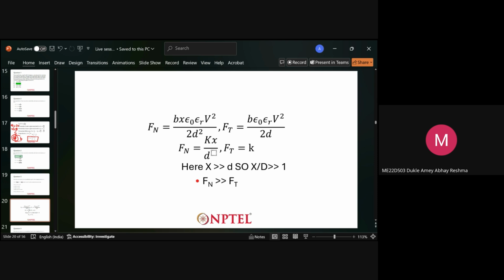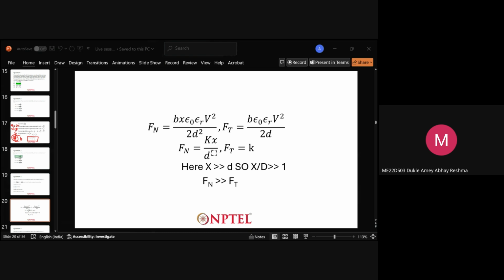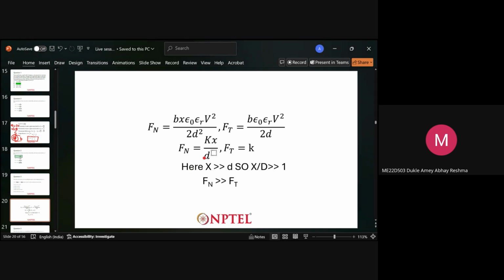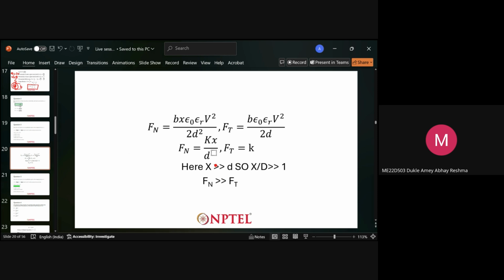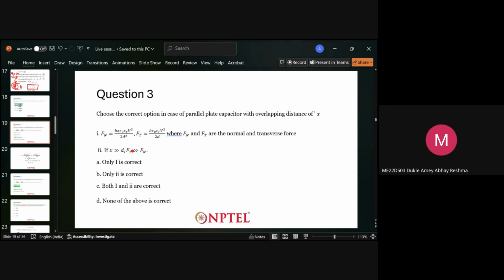So if x is way greater than d, so x by d is greater than 1, so the normal force will be very much greater than the transverse force. So the answer is only one is correct, because we'll find that the normal force is greater if x is greater than d. Here they have given us an opposite relation. So the answer here is A. Only one is correct.